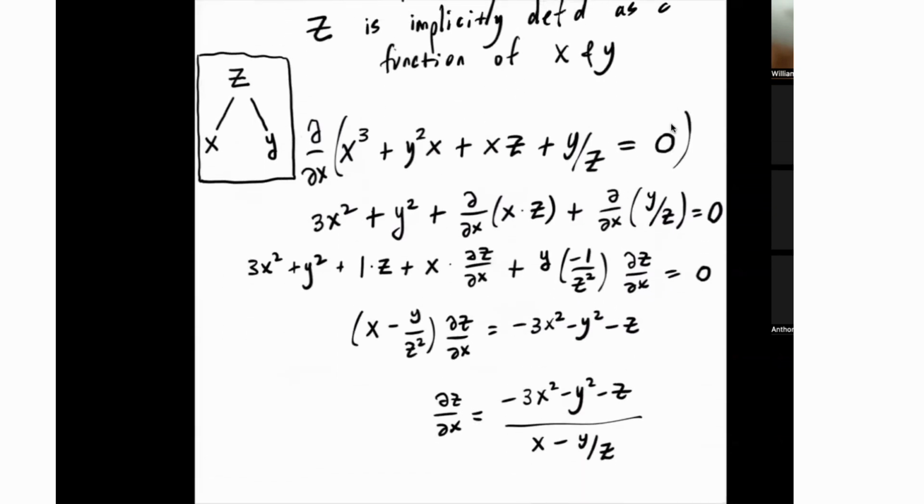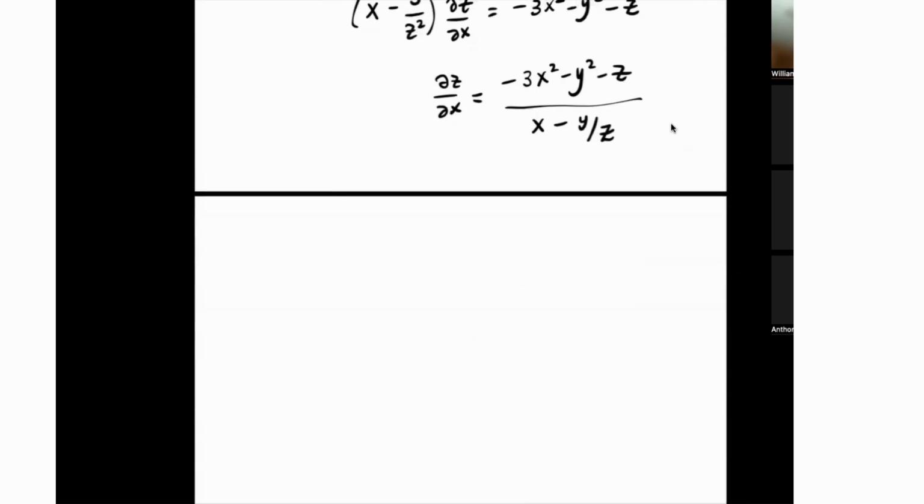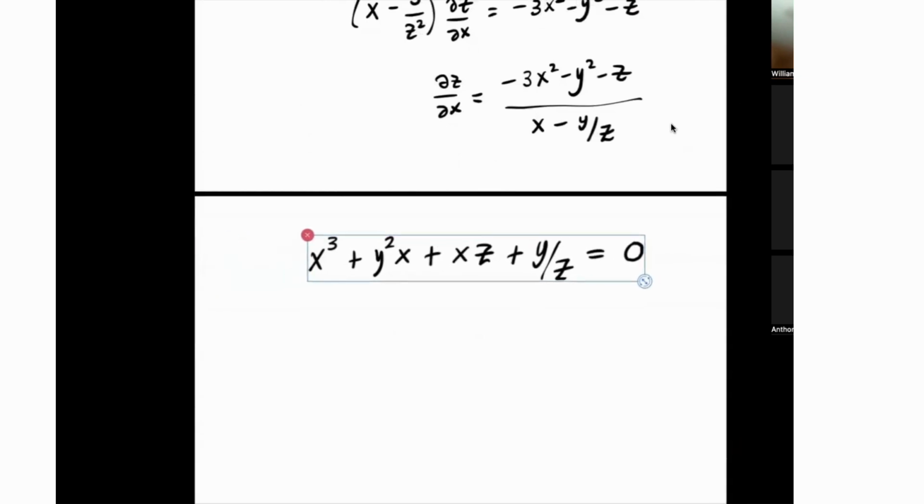Okay, maybe let's do the other case as well. So let's just do the other case, and now we'll look at what's the derivative of z with respect to y, using this implicit definition. Well, we take d by dy, apply it to both sides, and what do we get?